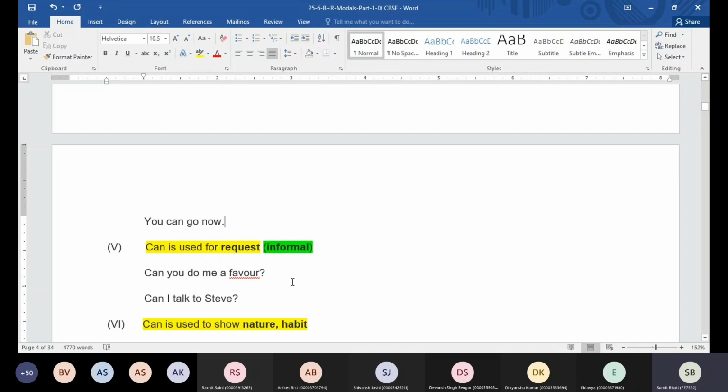Like, can you do me a favor? Okay, so we are talking to someone who is known to us. Can I talk to Steve? Suppose you called someone and you want to talk to Steve there. So when you say, can I talk to Steve, you feel that there is somebody known to you over the line, then you can say can.